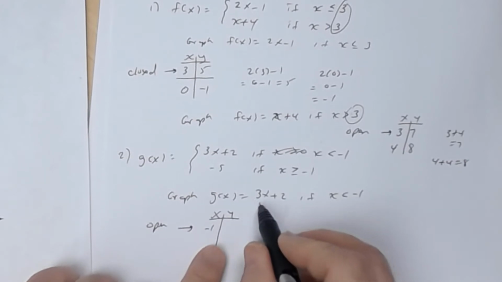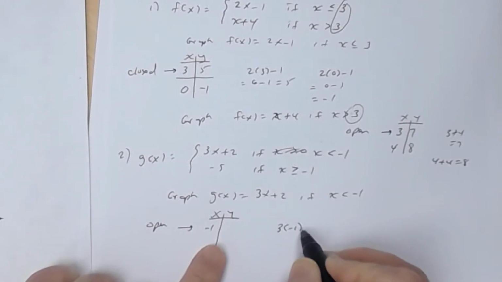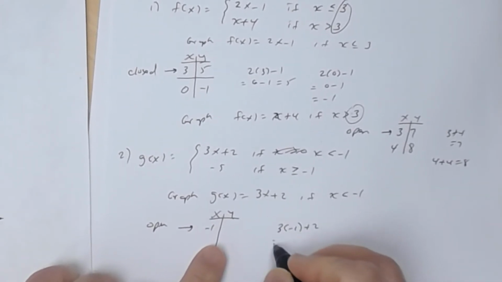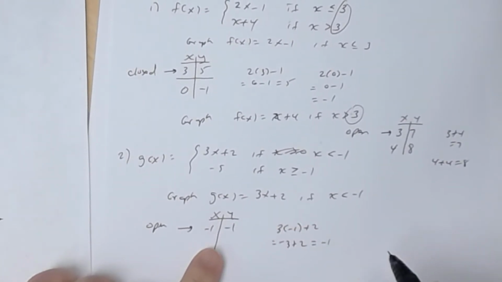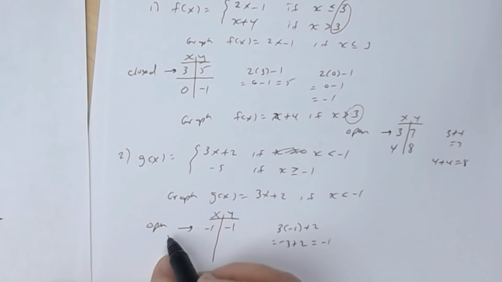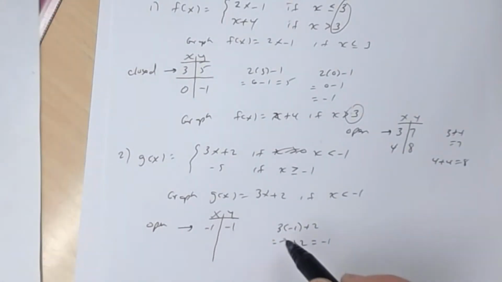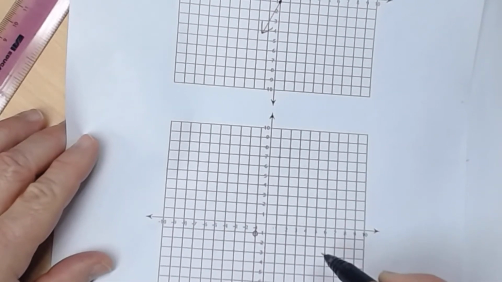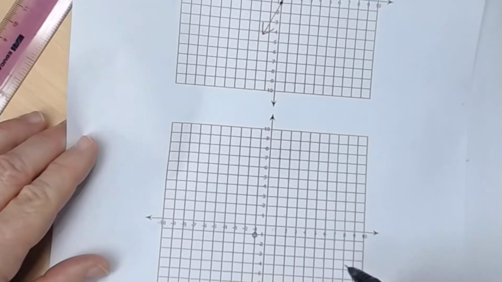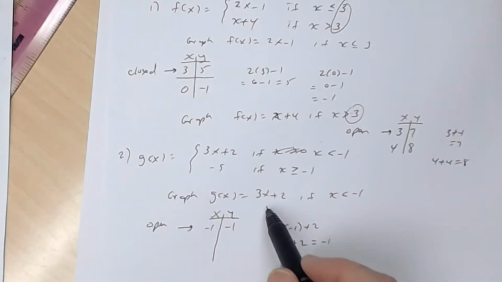So when x is -1, I'm going to say 3 times -1 plus 2, which is -3 plus 2, which is -1. So I'm going to plot the point (-1, -1), but remember, make sure it's open. So it's a good idea to put the word "open" there so you remember that. So (-1, -1), right here. Notice I'm putting an open circle. Okay, that's open. I need one more point to graph this ray.